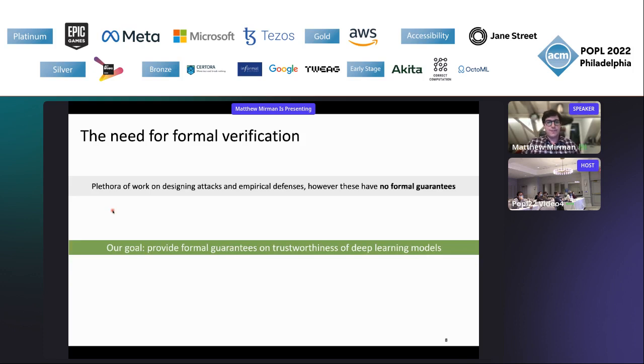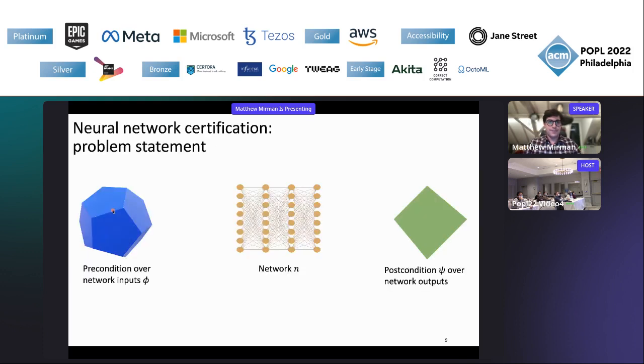So our goal is to provide formal guarantees on trustworthiness to deep learning models, such that we minimize the liability involved. So the problem statement of neural network certification is that we're given a precondition over neural network inputs phi, a neural network, and a postcondition psi over the network outputs. The precondition can be considered a set of possible inputs, and the postcondition can be considered a set of allowable outputs for that set of possible inputs.